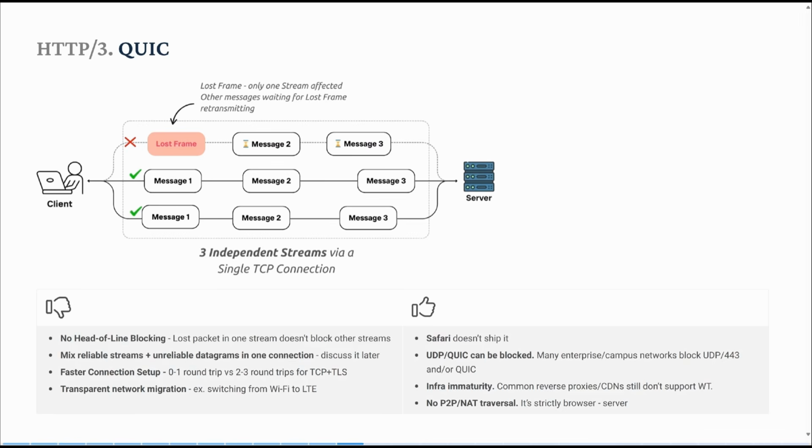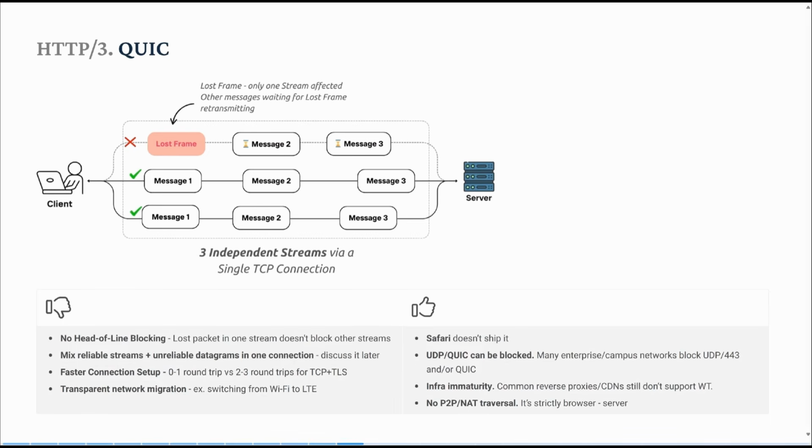You can mix reliable streams with unreliable datagrams in one connection. So you get to choose per message whether you want TCP-like reliability or UDP-like speed. Critical data like user identification can use reliable streams, while real-time data like mouse movements can use unreliable datagrams.